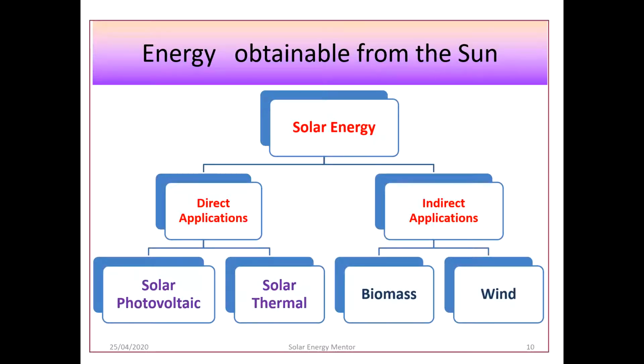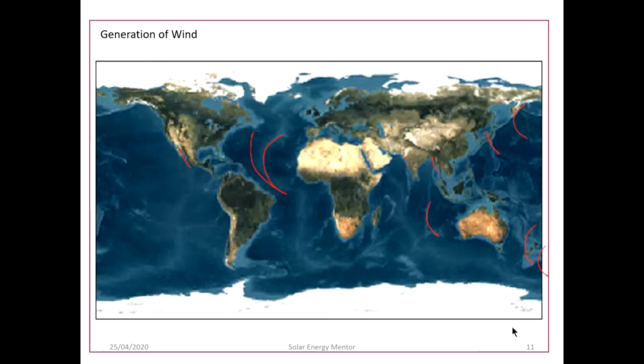Let us continue with the classification of how solar energy is utilized. In indirect applications, solar energy is used to run the wind turbines. Winds are caused due to the absorption of solar energy on the Earth's surface and in the atmosphere, and the rotation of Earth about its axis and its motion around the Sun. So winds are caused due to these two effects.